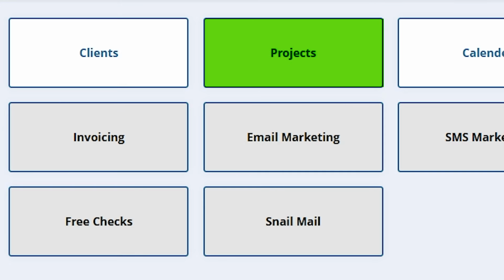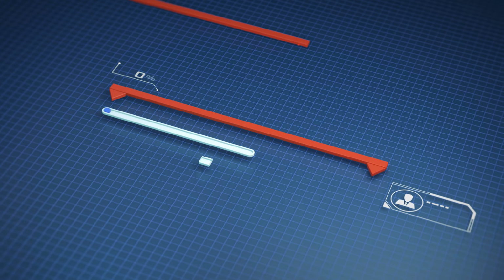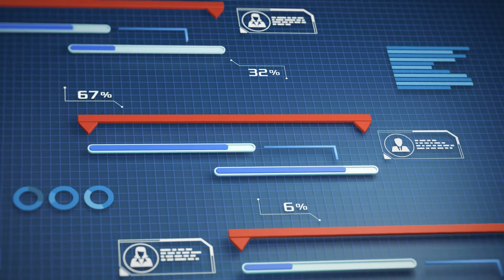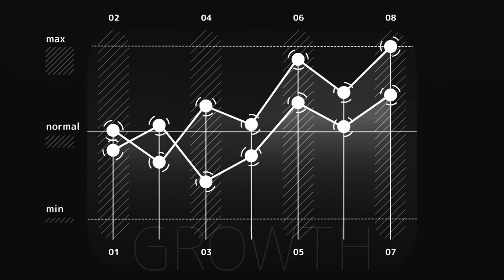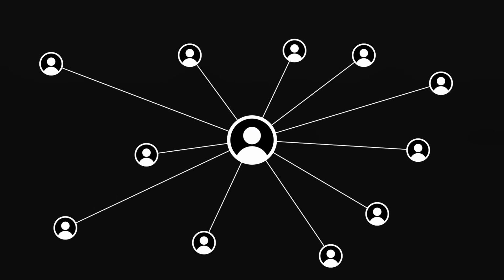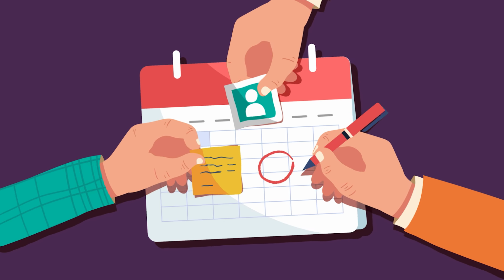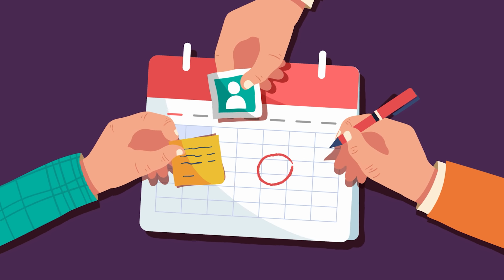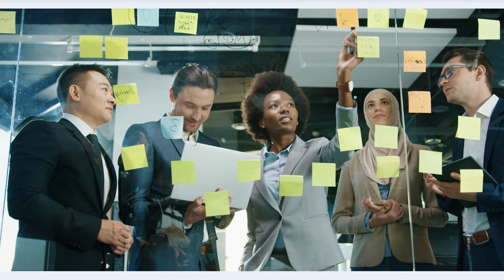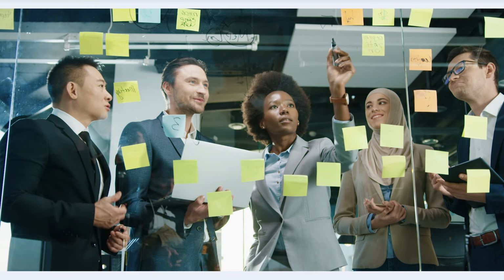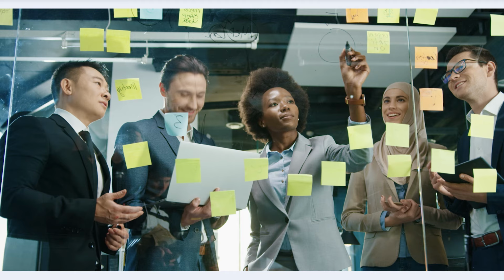Number 3. Projects module. A dedicated space to manage projects efficiently with task assignments, progress tracking, and team collaboration. Number 4. Calendar module. Keep track of important dates, meetings, and deadlines all in one place and never miss an event. Easily share your calendar with your team to ensure everyone stays aligned and informed.